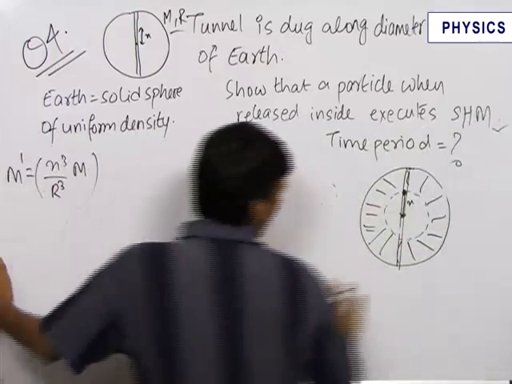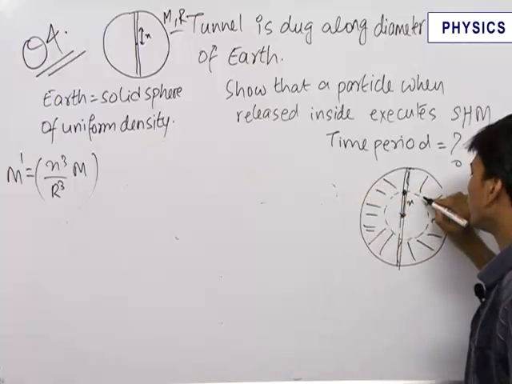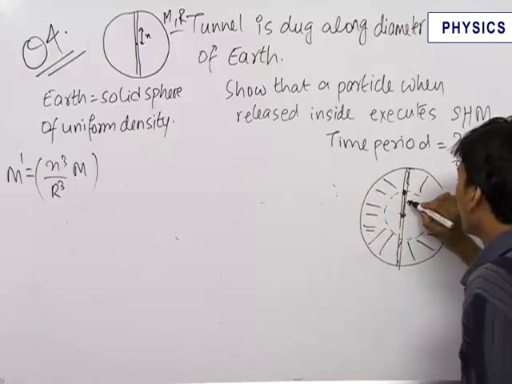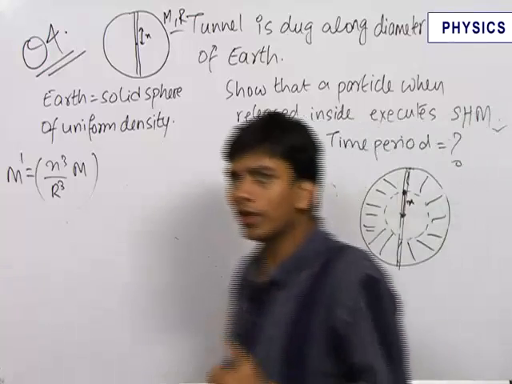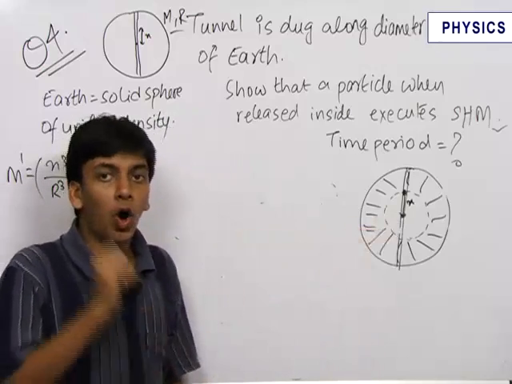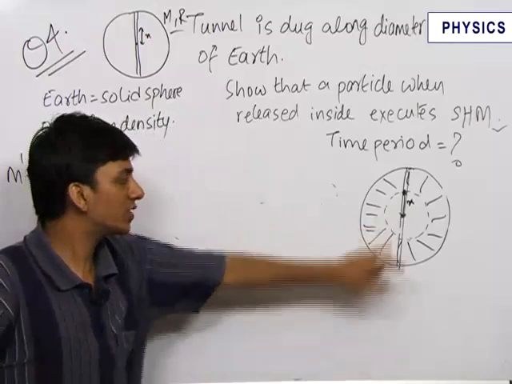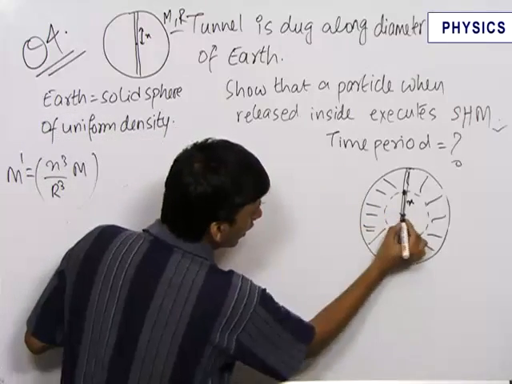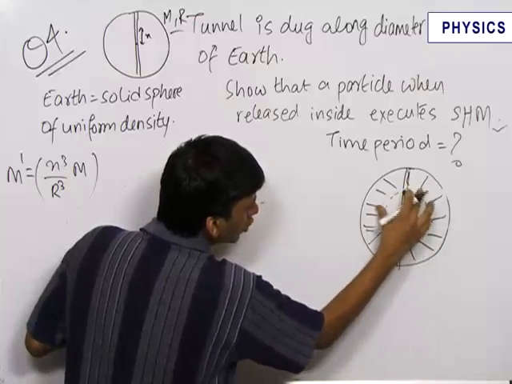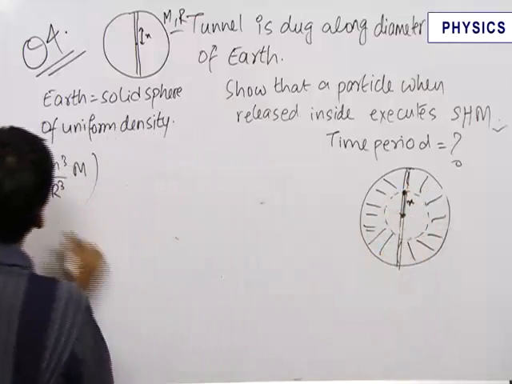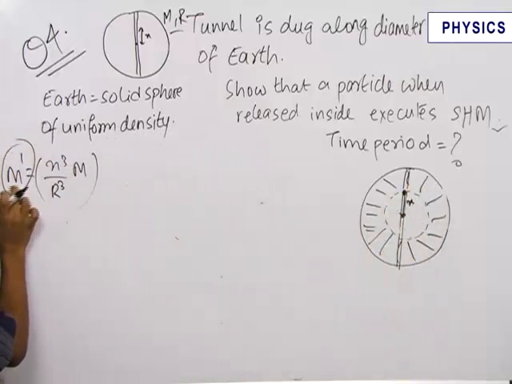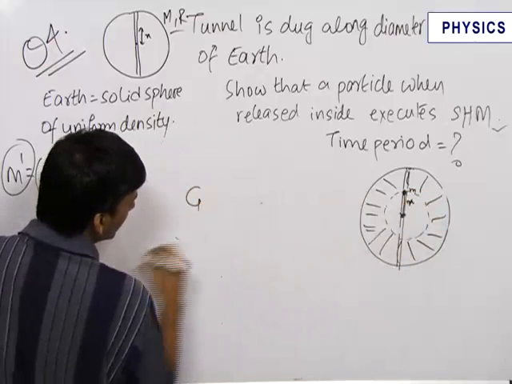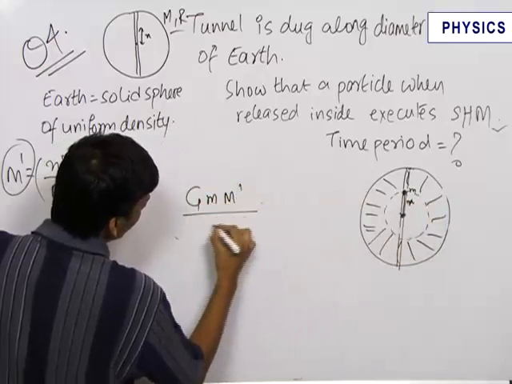So m dash is x cube upon r cube into capital M. Now we need to find out the total force on this particle kept at a distance x due to a sphere of radius x. We know that for all points on or outside the surface of a sphere, the sphere can be assumed to be a point mass kept at its center. So for finding the force due to this whole sphere on this particle, we assume this whole sphere to be kept at its center. So the total mass kept at the center becomes m dash. The force on this particle of mass m kept over here comes out to be G m dash m upon x square.